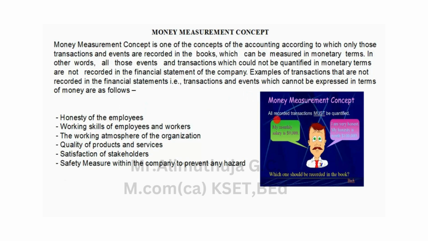If you look at this animated picture, one example: all recorded transactions must be quantified. See, this employee is thinking that my monthly salary is $9,000 and is thinking that I am very honest, my honesty is worth $1 lakh. Now which one should be recorded in the books of accounts? You tell me, whether $9,000 or $1 lakh which he assumed. Obviously it is $9,000 only.